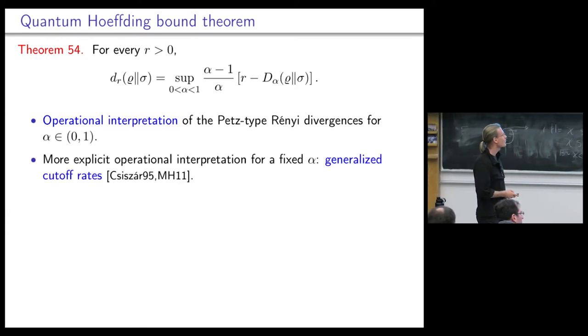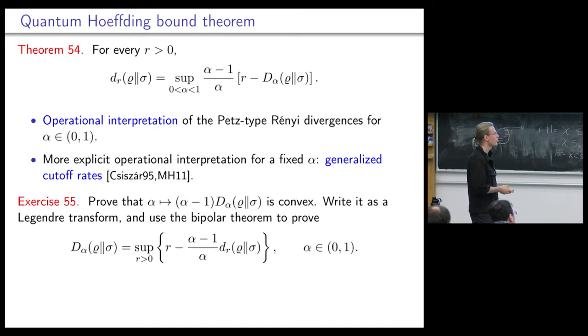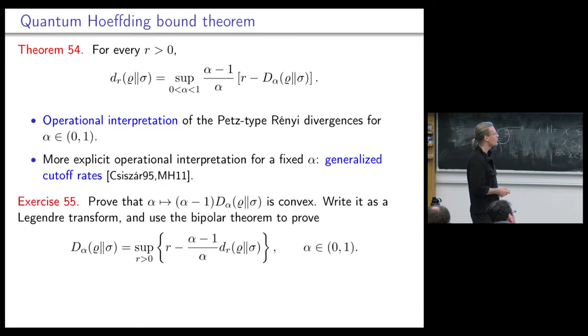Thanks. Okay. Now, you might complain that this is actually not an operational interpretation for D alpha, but for this strange optimization involving all the D alphas. This can be remedied in two different ways. One is to slightly modify the original problem and arrive at these so-called generalized cutoff rates introduced by Csiszár. I'm not going to explain that, but the important thing is that then you get an explicit operational interpretation for a particular parameter alpha. And another way to get around this is delegated to an exercise, that you can easily prove that this function is actually convex in the parameter alpha.